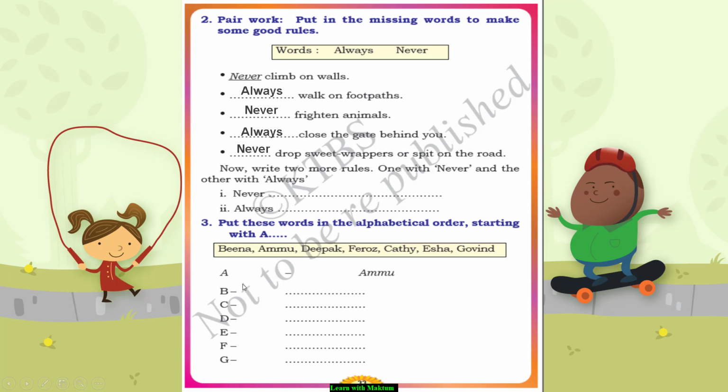Here for A they are given Ammu. Yes. For B, Beena. For C, Kathy. For D, Deepak. E, Esha. F, Feroz. G, Govind. Clear with that? You have to write here on the underline. You have to write those words. Okay.